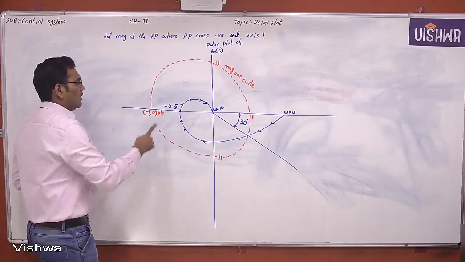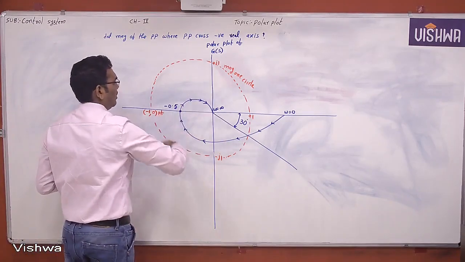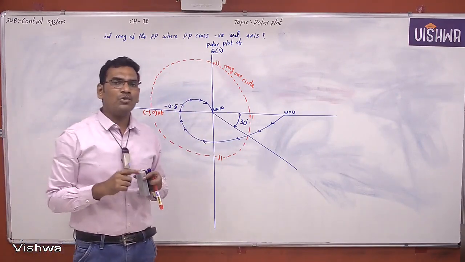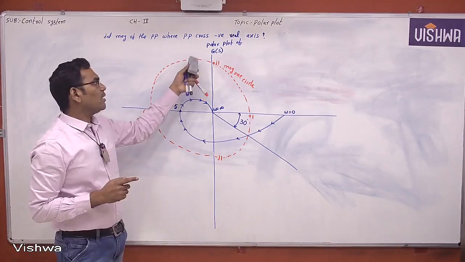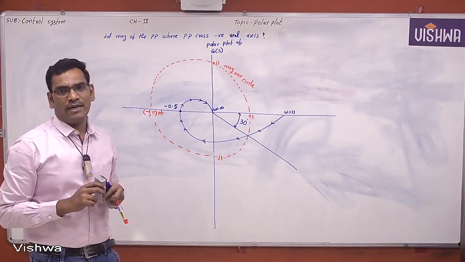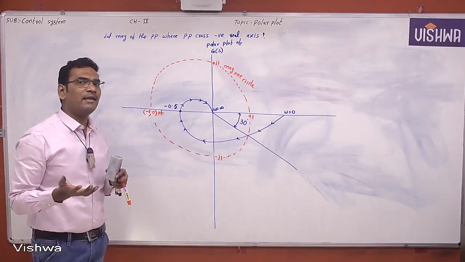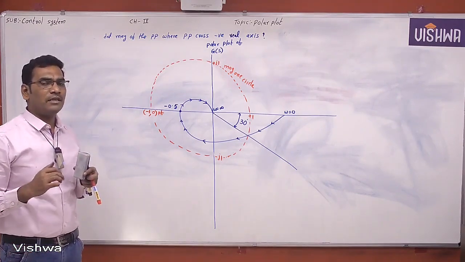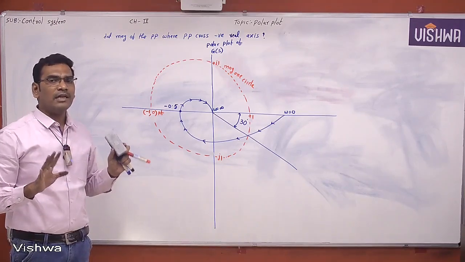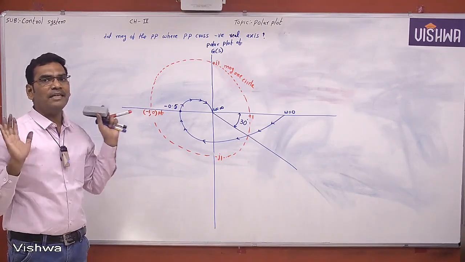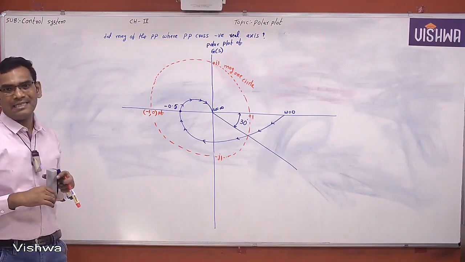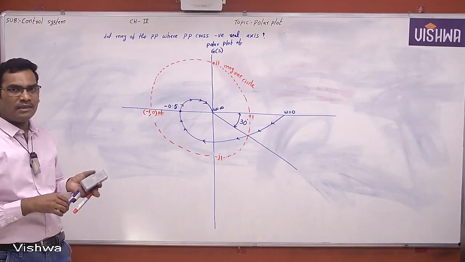Sir, by looking at this polar plot, how to find the closed loop control system stability? If you want to find the closed loop stability from the polar plot, first we want to find the gain margin and phase margin. You know how to find the gain margin and the phase margin, but without calculating them, can I find the stability of the closed loop control system just by looking at the polar plot? Answer is yes. Sir, what is that shortcut method? Then I am giving one shortcut method.